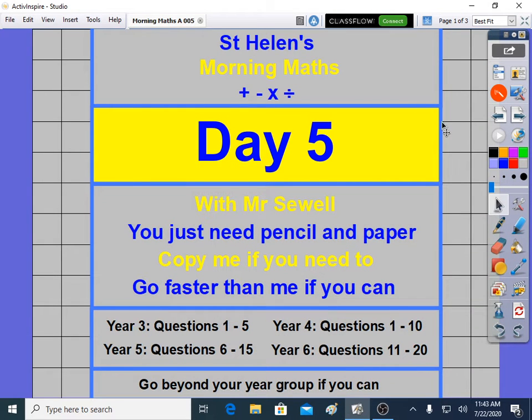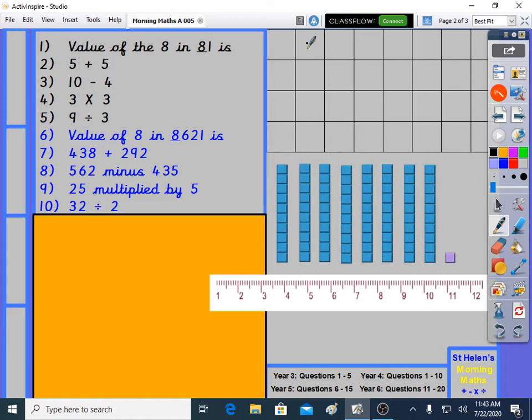This is day 5 now. You need your pencil and the paper that you're going to write on. Make sure you're nice and ready. We'll get started with the Year 3 level questions.